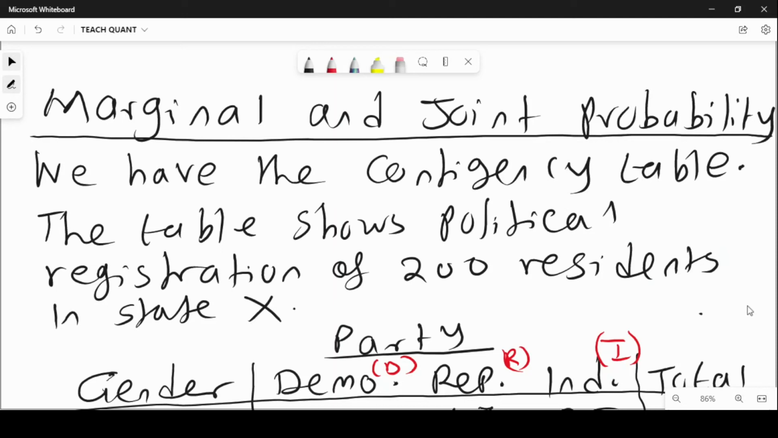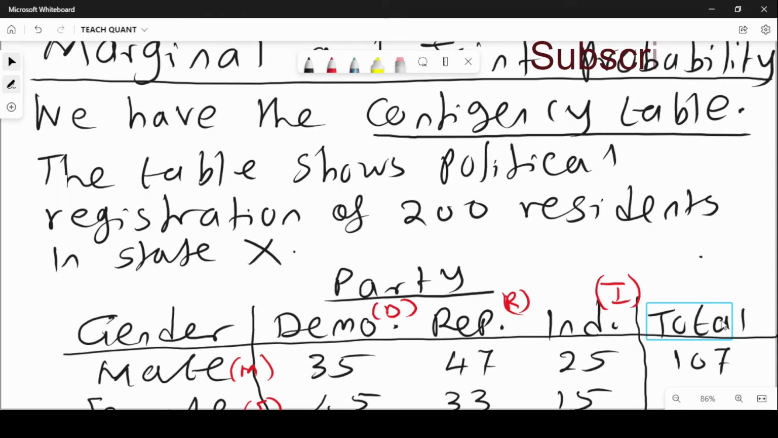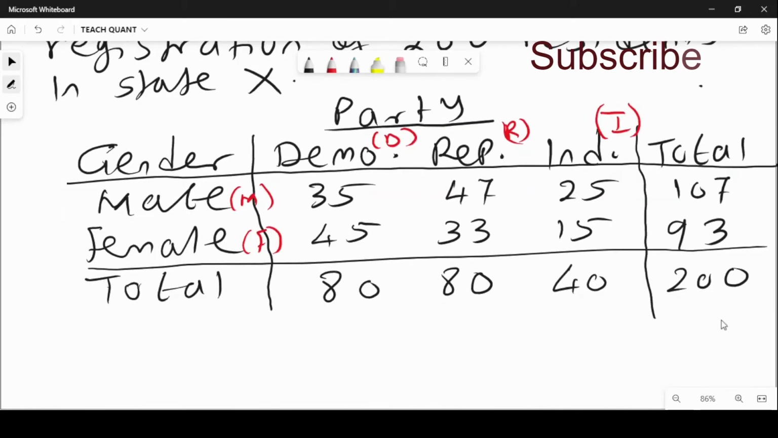Let us consider marginal and joint probability, and we normally use what we refer to as the contingency table. An example: the table shows political registration of 200 residents in state X. So what we have is the gender, male and female, and then the party, which is Democrat, Republican, or Independent.